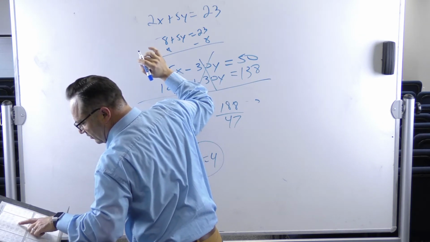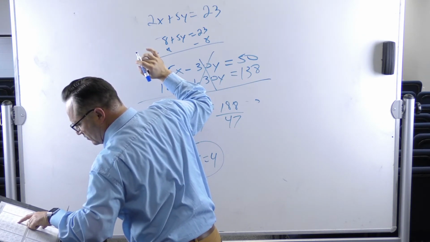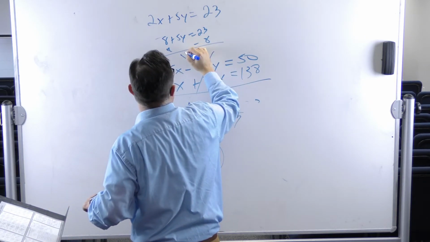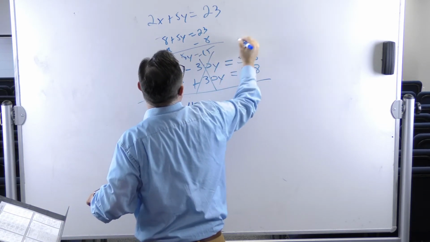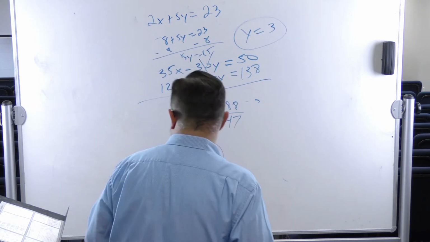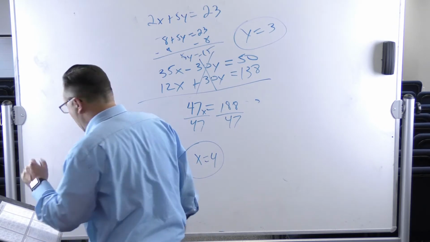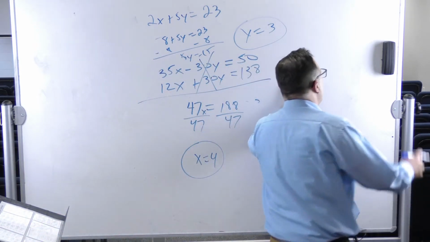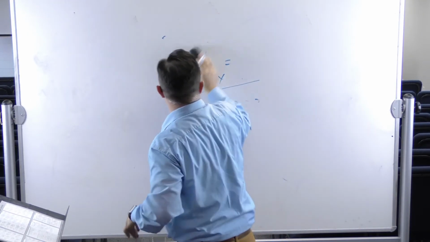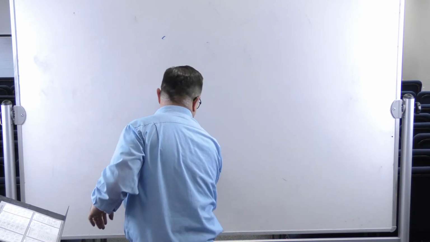Hold on one second. Is that right? Yeah, that's right. So 5y equals 15. So y equals 3, because 5 goes into 15 3 times. So x equals 4, y equals 3. And we are absolutely 100% correct. Woo! Fun, fun, fun. That is fun.